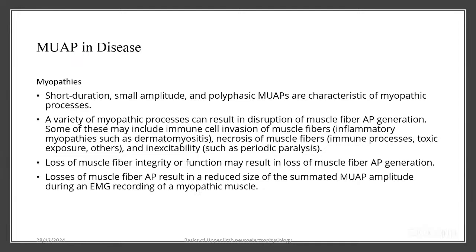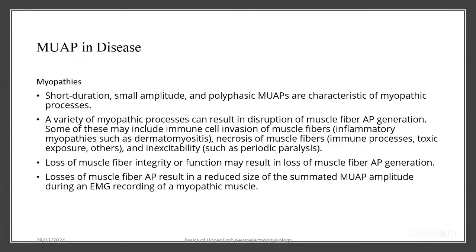What happens in myopathies? Short duration, small amplitude, polyphasic MUAPs are characteristic of a myopathic process. A variety of myopathic processes can result in disruption of muscle fiber action potential generation. Some of these may include immune cell invasion of the muscle fibers like inflammatory myopathies, such as dermatomyositis, necrosis of muscle fibers, toxic inexcitability like periodic paralysis, and loss of muscle fiber integrity that may result in loss of muscle fiber action potential generation.